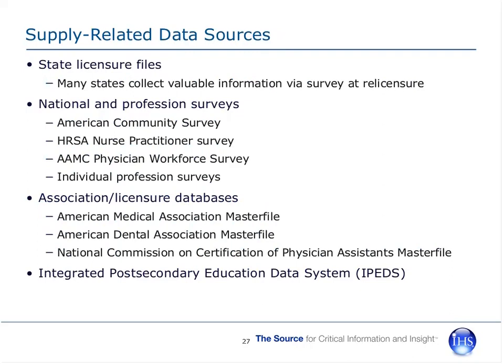National and professional surveys. The American Community Survey has really good data for health professions other than physicians because it doesn't have physician specialties. HRSA has a nurse practitioner survey that soon will be made public. The Association of American Medical Colleges has done periodic workforce surveys, and individual professions have done surveys. Also licensure databases, they tend to be not quite as clean as, say, state licensure files, but also a good source of information.